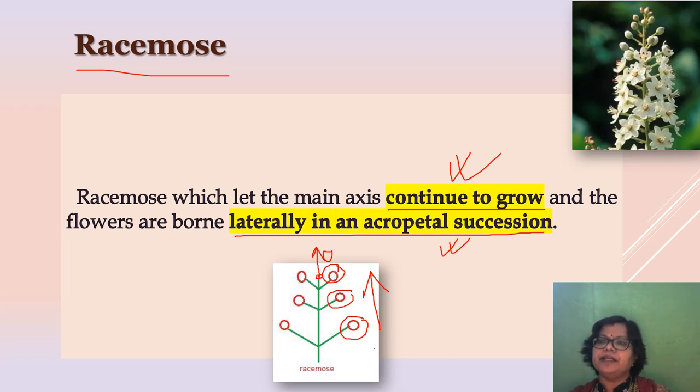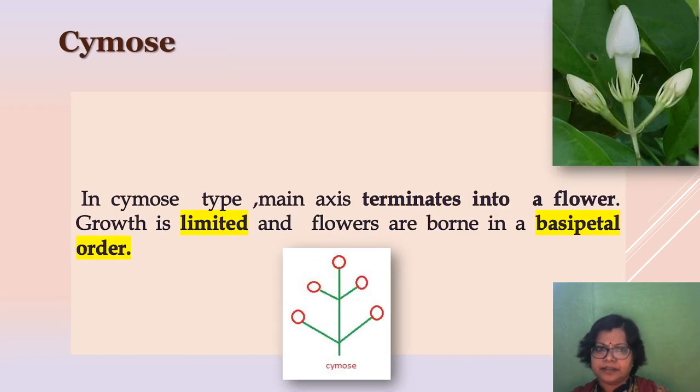So it shows indefinite growth. The young flowers are present at the tip and the old flowers are at the base. The first flowers which develop, that develops at the base, right?